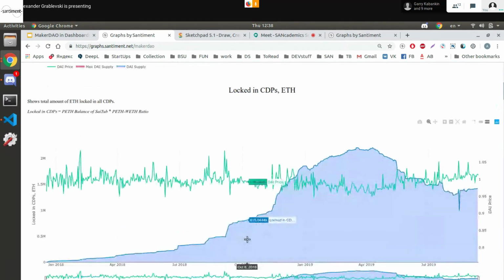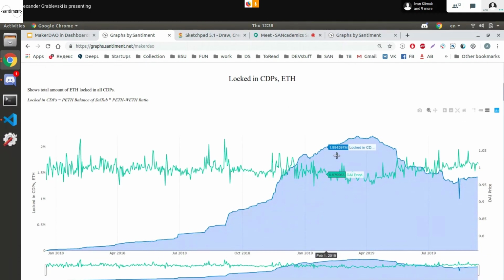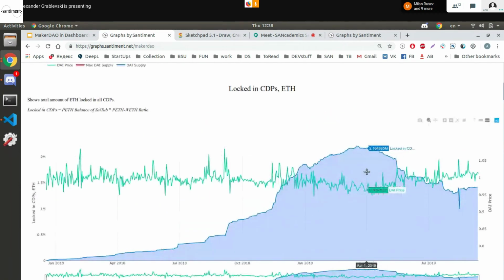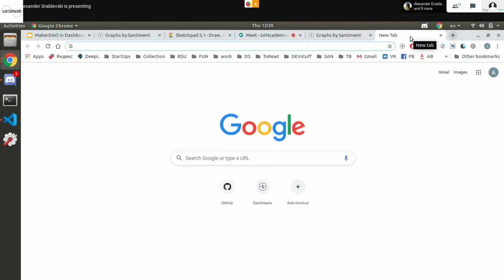That's the total amount of locked Ethereum in CDPs. You see that it grows significantly here, and for the last maybe half a year it has dropped a little bit. But I think that's fine, because it's connected with the general sentiment of the crypto market. And by the way, Maker is the top DeFi app on Ethereum with the most locked ETH. All other apps like Compound or Augur have much less Ether locked.